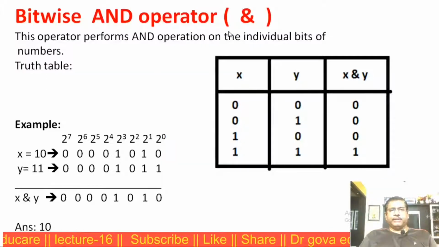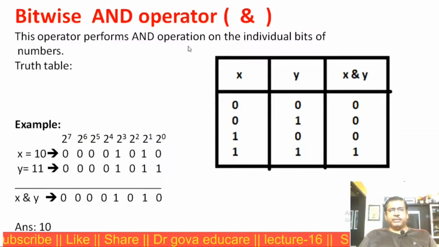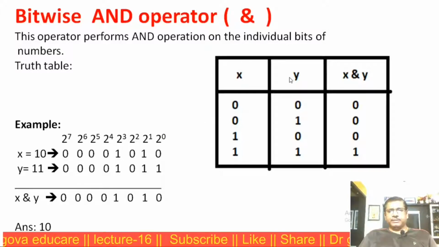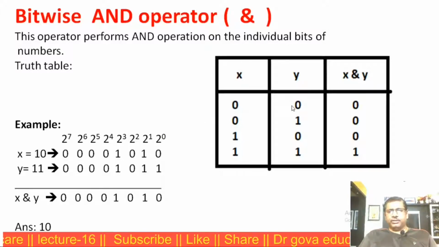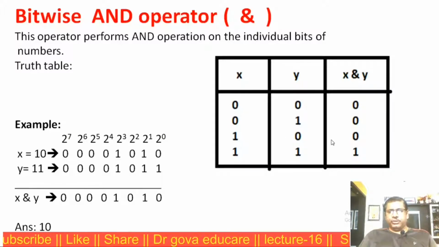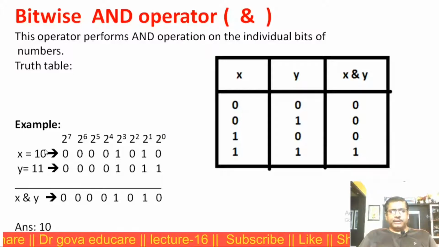Bitwise AND operator, we use ampersand symbol. This operator performs AND operation on individual bits of the numbers. This is the truth table. X, Y, X and Y. 0 and 0, 0. 0 and 1, 0. 1 and 0, 0. 1 and 1 is 1. This is the example.